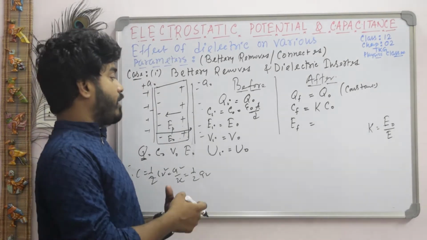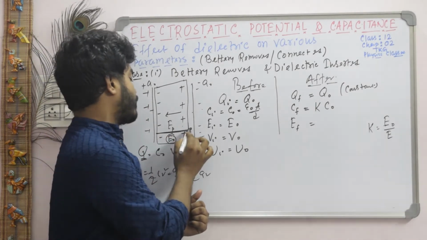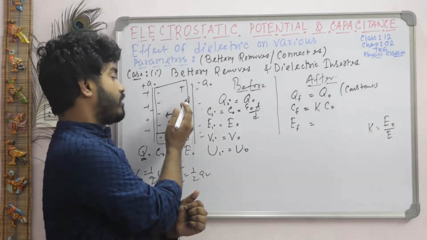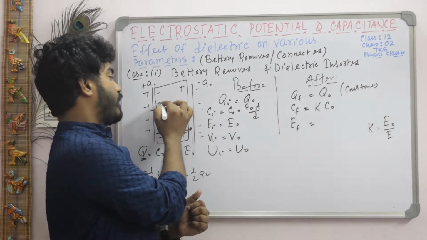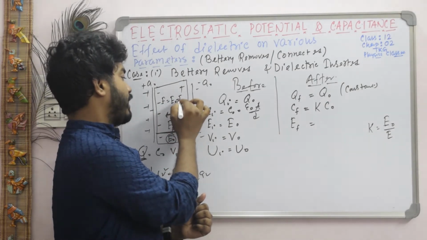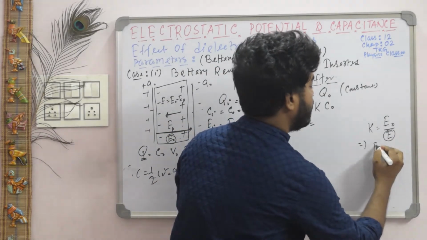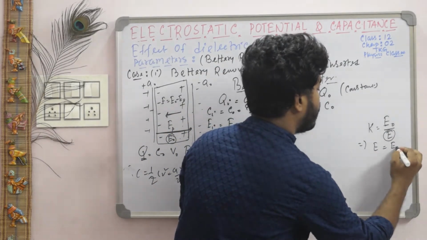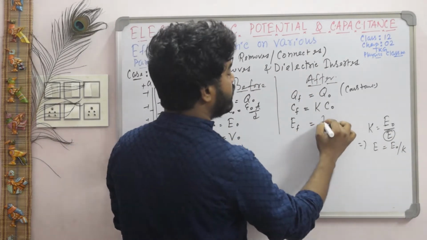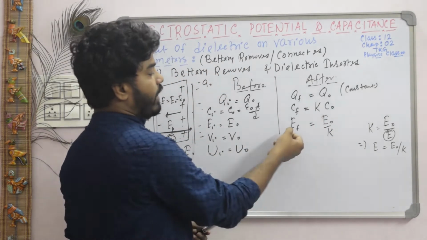Now check one thing here. Here the initial electric field E naught is directed positive to negative, and EP, the electric field due to polarization, is directed negative to positive. So here the net electric field E is represented by E naught minus EP. So from here you can say the net electric field E is equal to E naught by K. So the final electric field, that means the electric field decreases K times, that is E final equal to E naught by K.